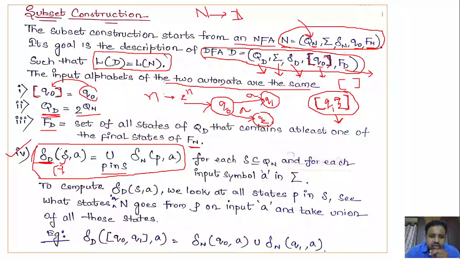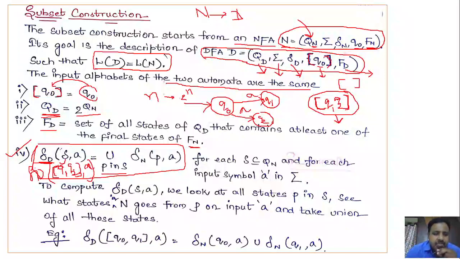Okay, so Q1 comma Q1, Q2 enclosed in a square bracket will be our S, comma A. A is nothing but the input symbol, right? So we are writing delta D of Q1, Q2 enclosed in a square bracket, meaning Q1, Q2 as a single state in the DFA, comma A, right?